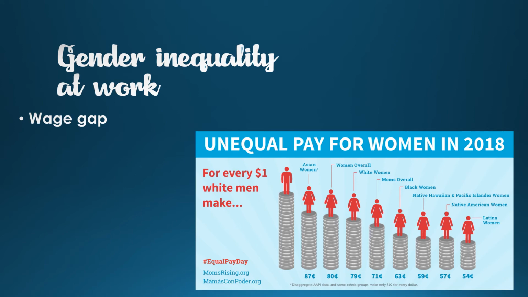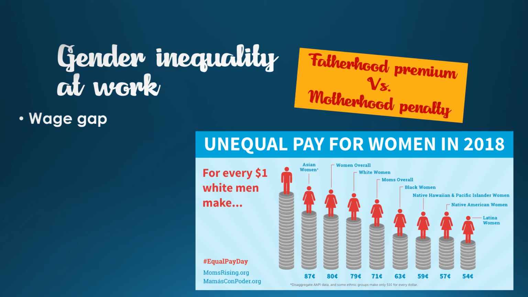So if you took a look at white men, for every $1 a white male makes, an Asian woman makes about 87 cents, a white woman makes about 79 cents. If you take a look at just mothers, they earn 71 cents to the dollar. So they experience what we call the motherhood penalty, which we'll talk a little bit more about. Black women earn 63 cents to the dollar. Native Hawaiian and Pacific Islanders earn 59 cents. Native American women earn 57 cents. And then Latino women are at the very bottom of the hierarchy where they earn just 54 cents per dollar a white male makes.